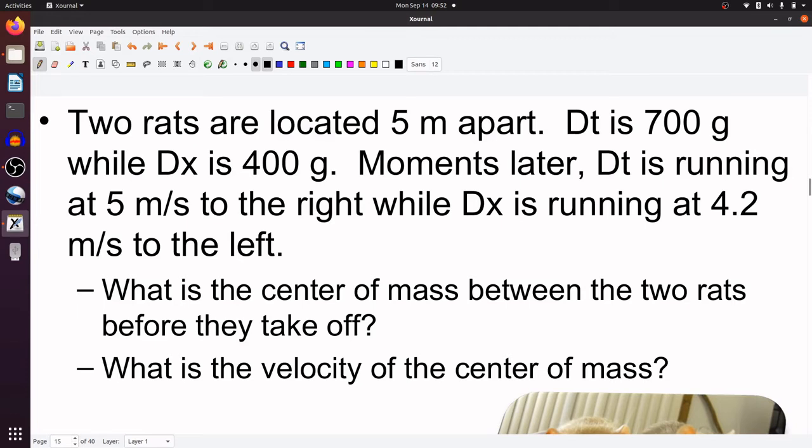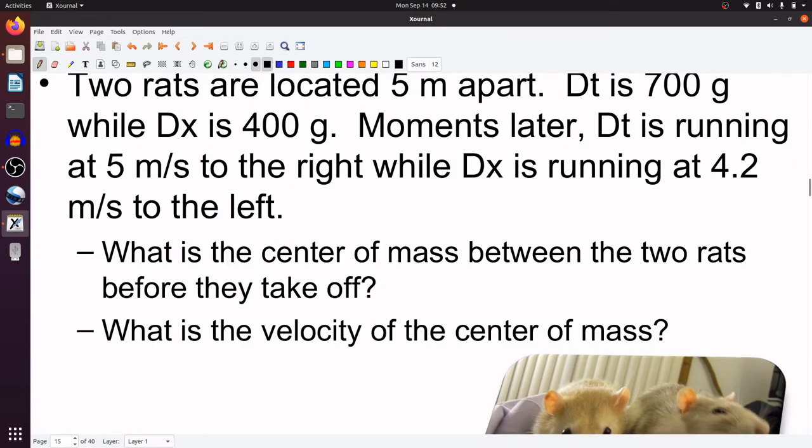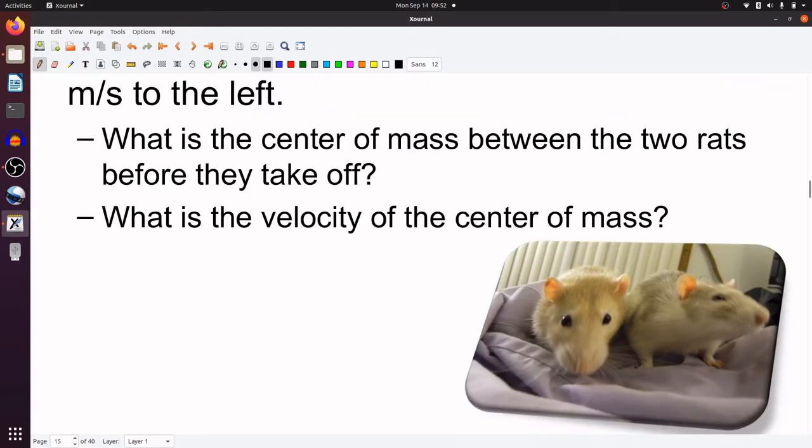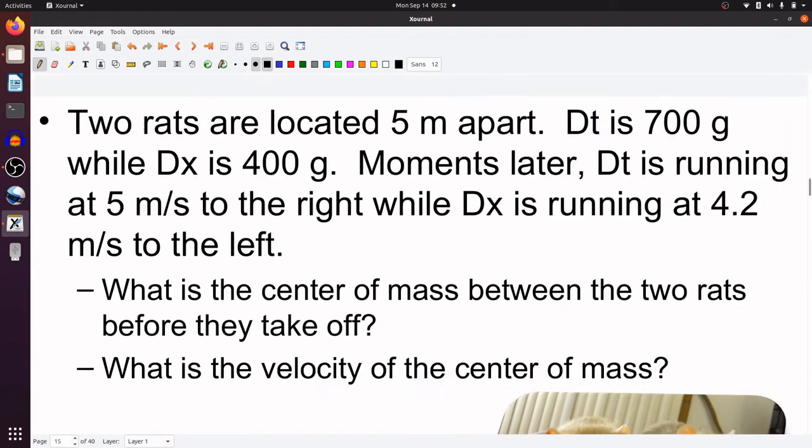So we have two rats located 5 meters apart. DT is around 700 grams, while DX is around 400 grams. Moments later, DT is running at 5 meters a second to the right, while DX is going 4.2 to the left. What is the center of mass between the two rats before they take off, and what's the velocity of center of mass?